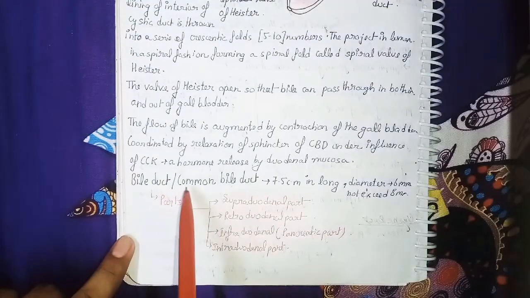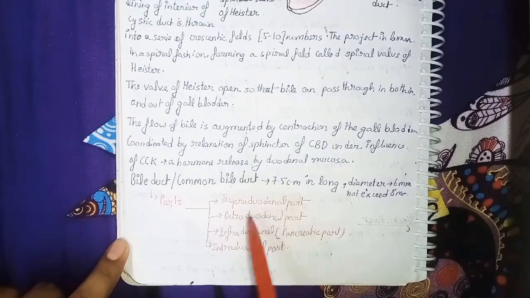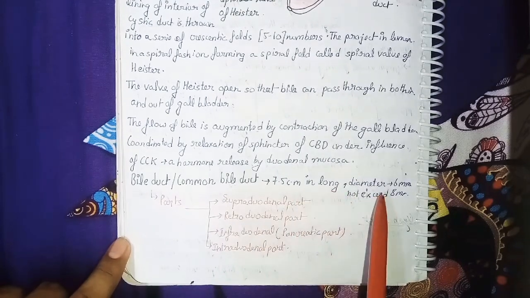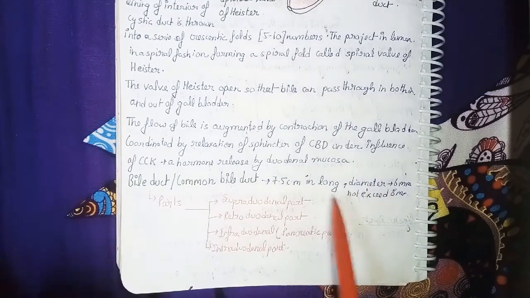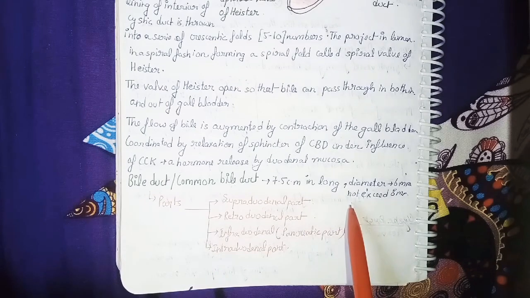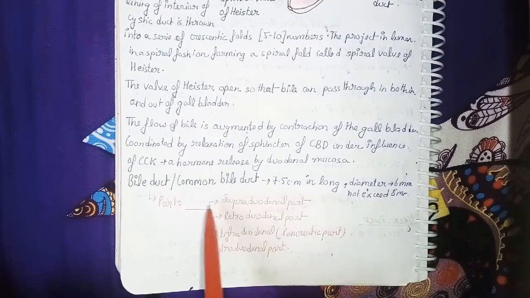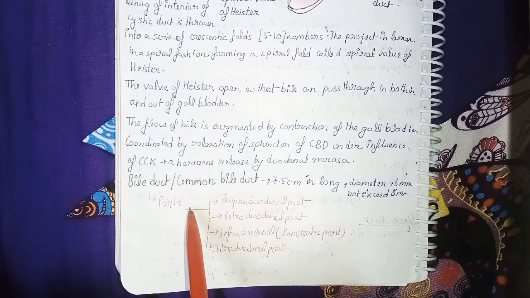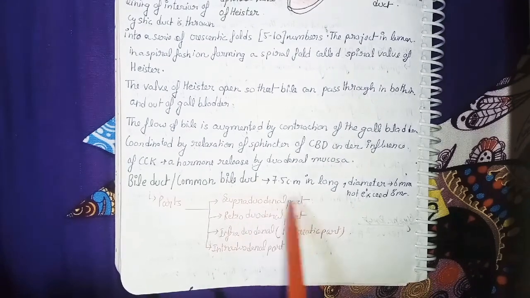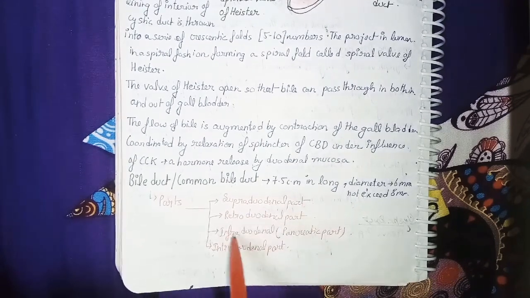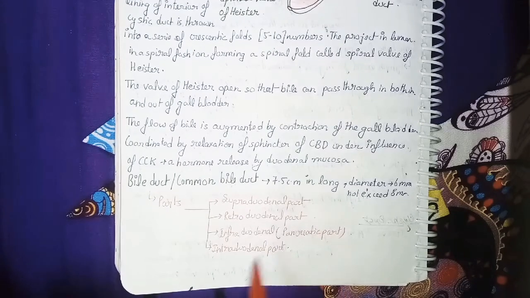Now coming to bile duct or common bile duct. It is 7.5 centimeter long and it is having the diameter of 6 mm, which does not exceed 8 mm. Parts of bile duct are supraduodenal part, retroduodenal part, infraduodenal part or pancreatic part, or intraduodenal part.